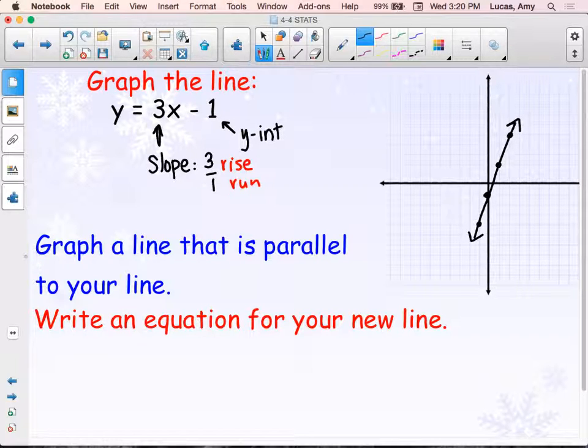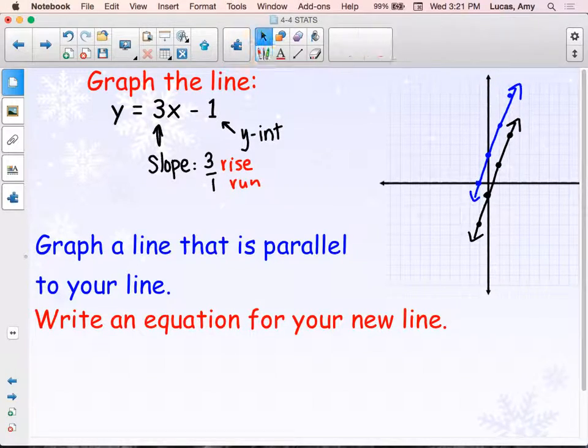Now, in blue it says graph a line that's parallel to your line. So I need a line that's parallel to this new one, so that means I've got to keep the slope the same. So my slope has to be 3, up 3/1. So I can put a point anywhere I want to draw this line. So I think I'm just going to put one right here, up 3/1, and draw my line.